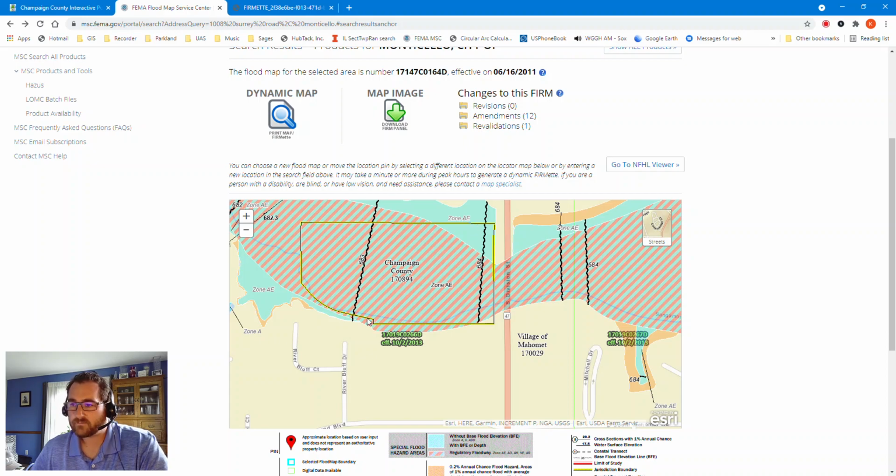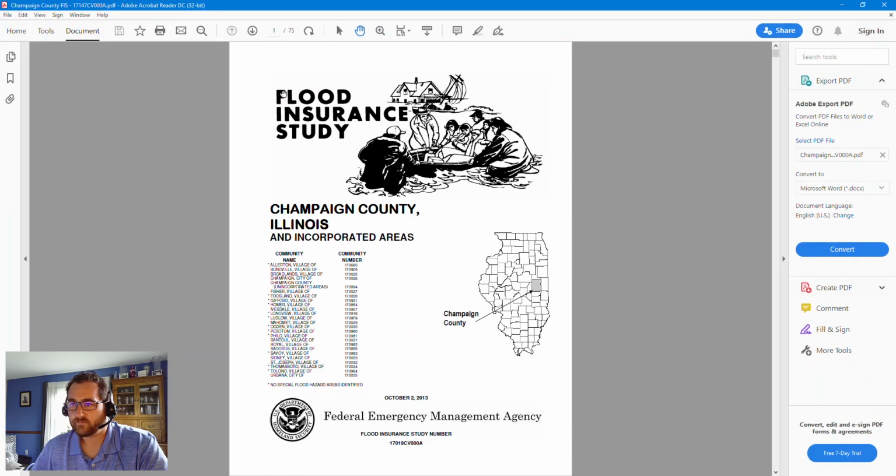That's okay, but that doesn't tell me a lot of what more I need. I think we can do a little bit better. So here's what we're going to do. We're actually going to shoot over and get the flood insurance study, the FIS. Now this one here is for Champaign County. This is the most effective one.